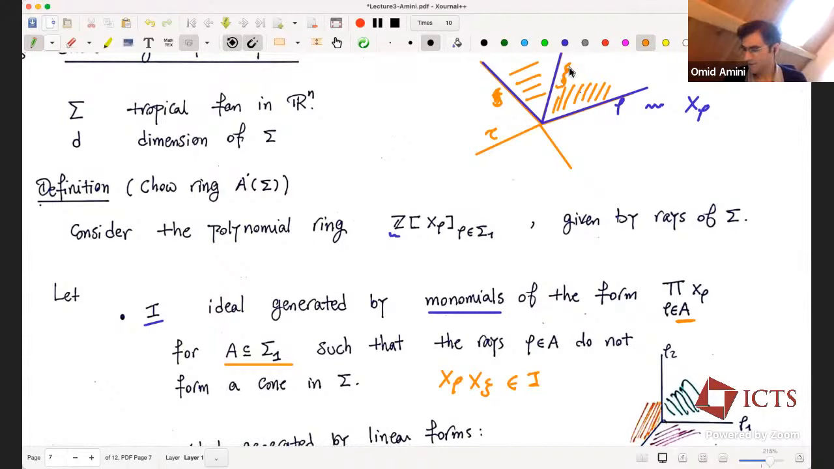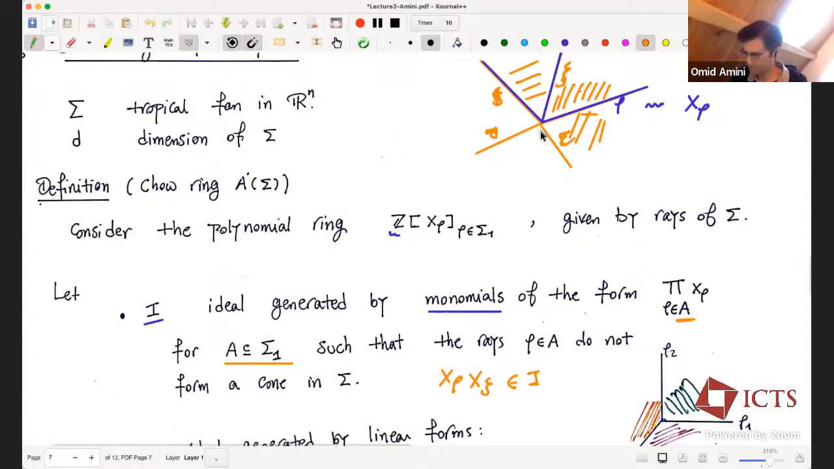So you ask x rho times x zeta times x tau to be equal to zero. If tau was here, you see that rho, zeta, and tau: rho and zeta form a cone, rho and tau form a cone, but the three of them together do not form a cone, so you ask the triple product to be zero.